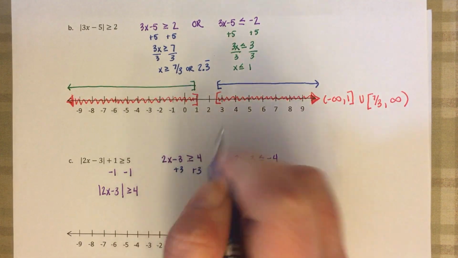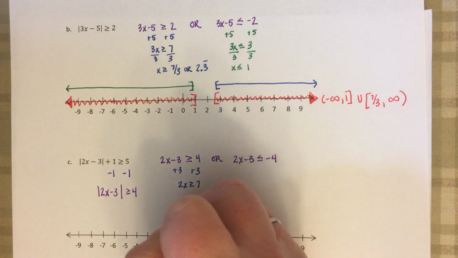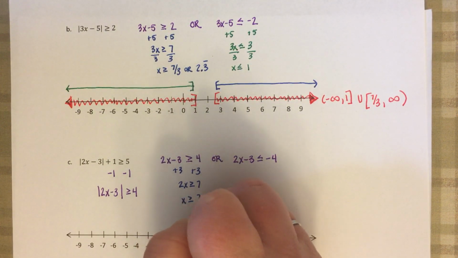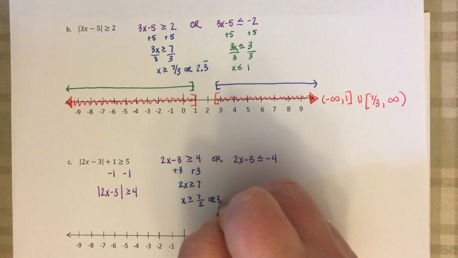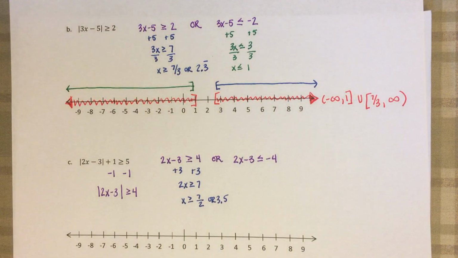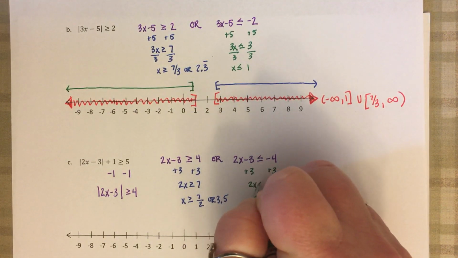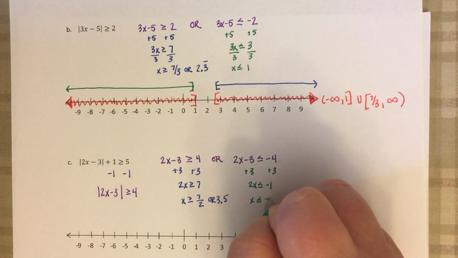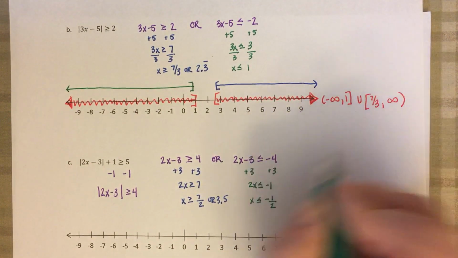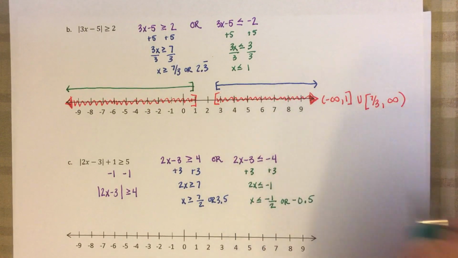All right, add 3 to both sides. 2x is greater than or equal to 7. We divide both sides by 2. x is greater than or equal to 7 over 2, which is the same as 3.5. Add 3 to both sides. 2x is less than or equal to negative 1. Divide both sides by 2. x is less than or equal to negative 1/2, or negative 0.5.